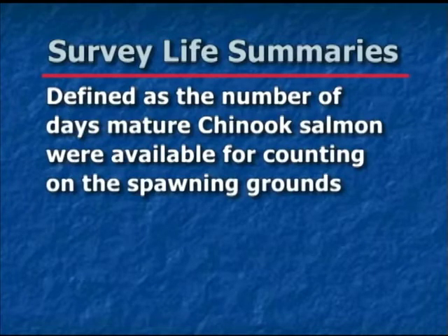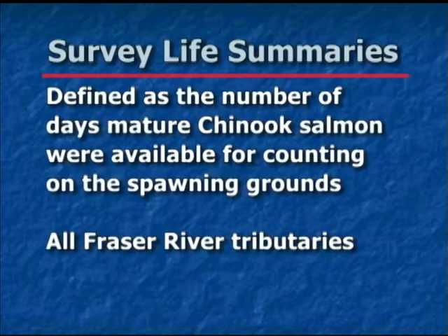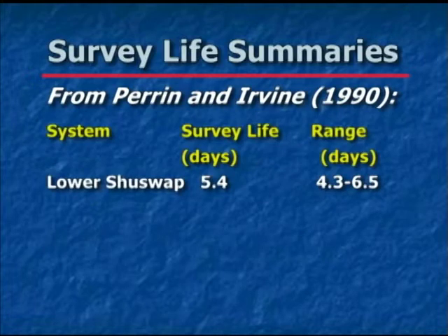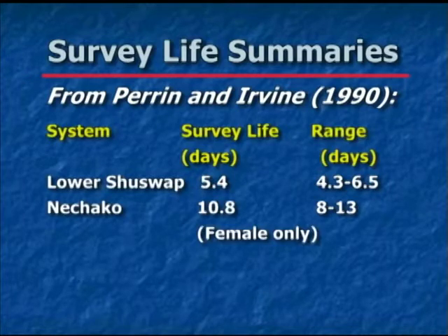And here's an example for some Chinook salmon. These survey life estimates are defined as the number of days that mature Chinook salmon were available for counting on the spawning grounds, and these data are all from Fraser River tributaries. And we see that with Chinook in the lower Shuswap, their average survey life is about 5.4 days with a range of about 4.3 to 6.5. The Nechako, an estimate for females only of about 10.8 days on average with a range of 8 to 13 days.